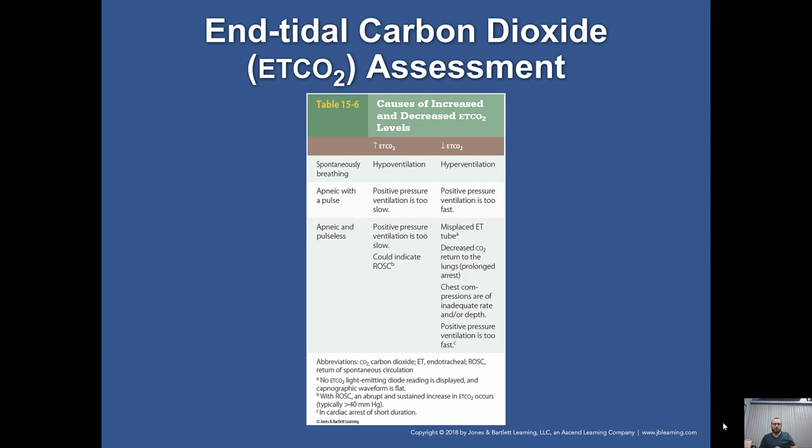If, when we're working the code, all of a sudden we look over and we were getting 10 on end-tidal, and now you look at an end-tidal of 60, 99 times, I bet you at your next pulse check, you're going to have a pulse back.